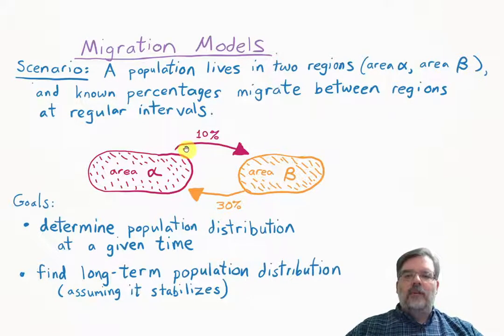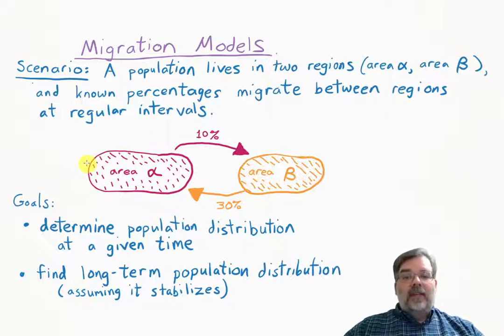Let's also assume that known percentages migrate between these two regions, or these two areas, at regular intervals. It could be every month or it could be every year. The interval depends on the population. Again, you could imagine this as maybe fish swimming between two ponds which are connected by rivers. Maybe you have some birds which are flying from north to south and back again. This could be used for many different applications.